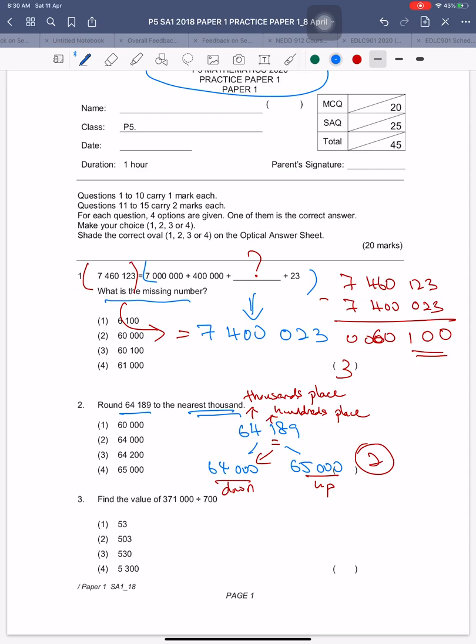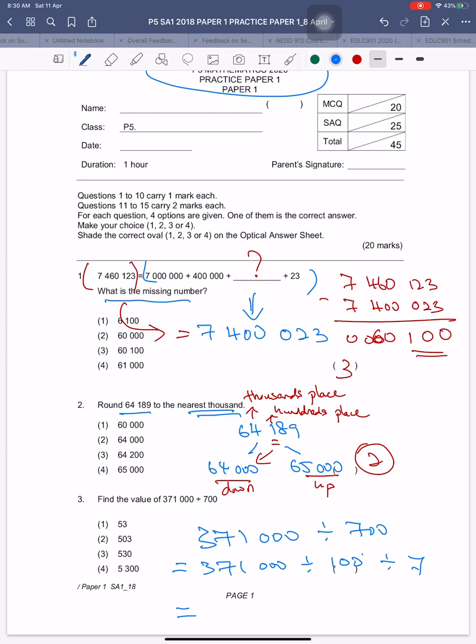Question number 3, find the value of 371,000 divided by 700. So use back the method that I taught you. You can actually break the 700 into, divided by 700 becomes divided by 100 and divided by 7.